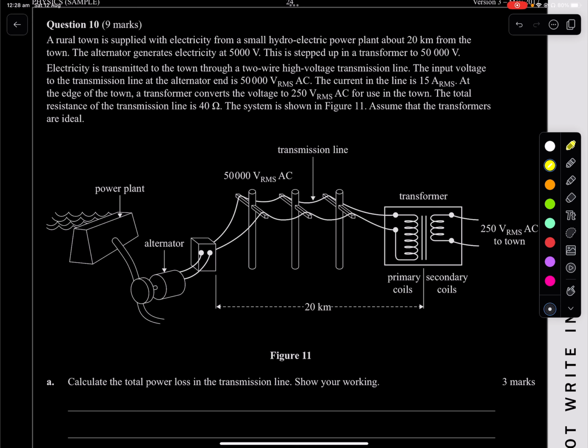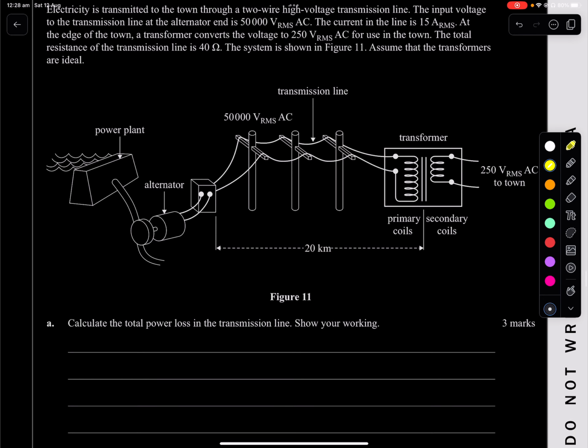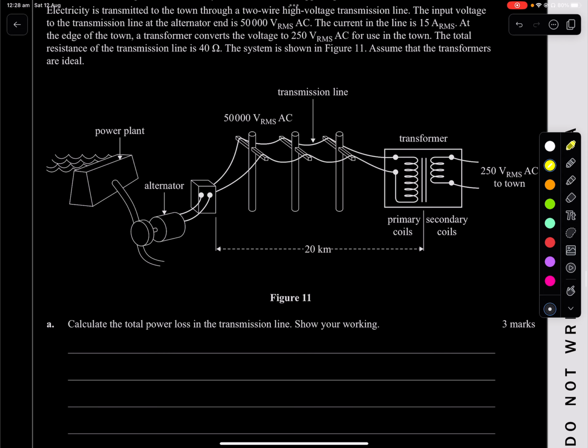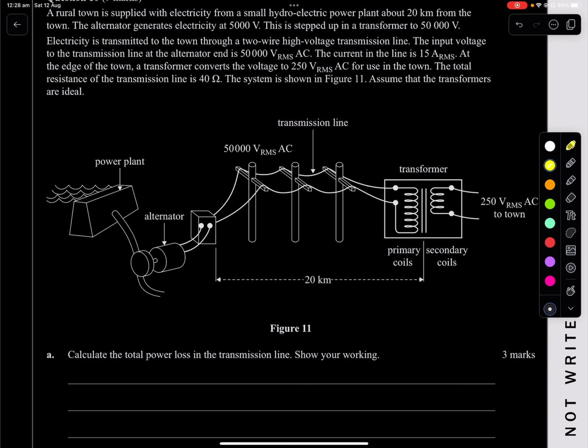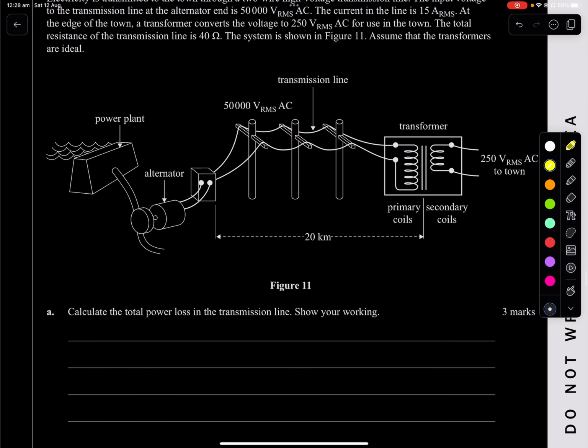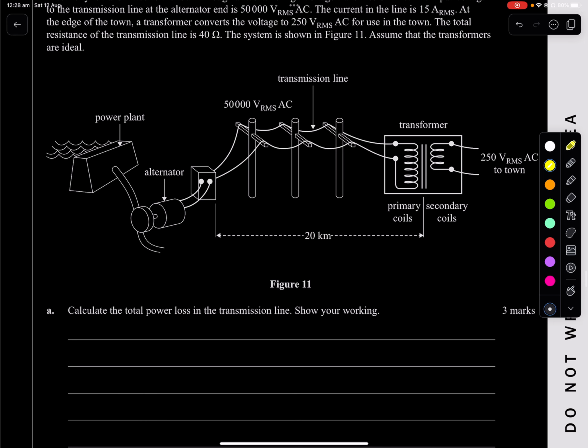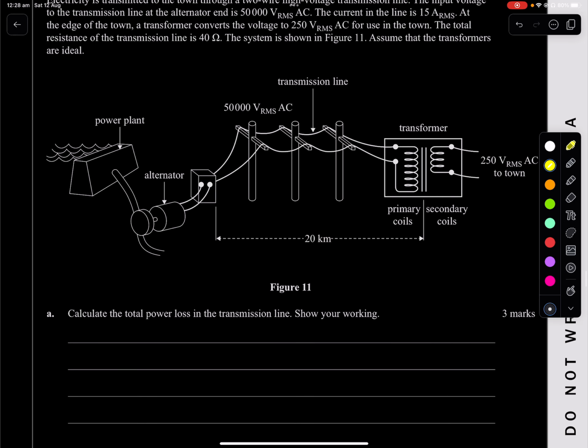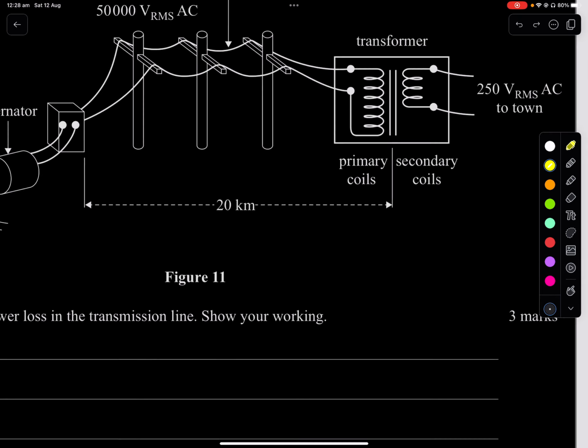Okay, so for this one, what can I do? Calculate the total power loss in the transmission line. To make this easier, because this diagram is too much, what I like to do for my students is to make a very basic diagram. We know this part here is an alternator, so we'll start with an alternator.